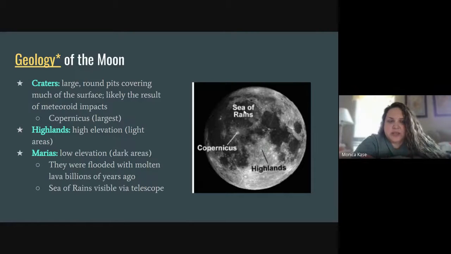Then our last one is Marias, and those are our low elevation. This is where it had been flooded with molten lava billions of years ago. And the one that you see there is the Sea of Rains. That's one that you could see visible with a telescope. And we do have some additional pictures that I have from my dad who took them. So if you're interested in seeing them, let me know and I can share those with you.